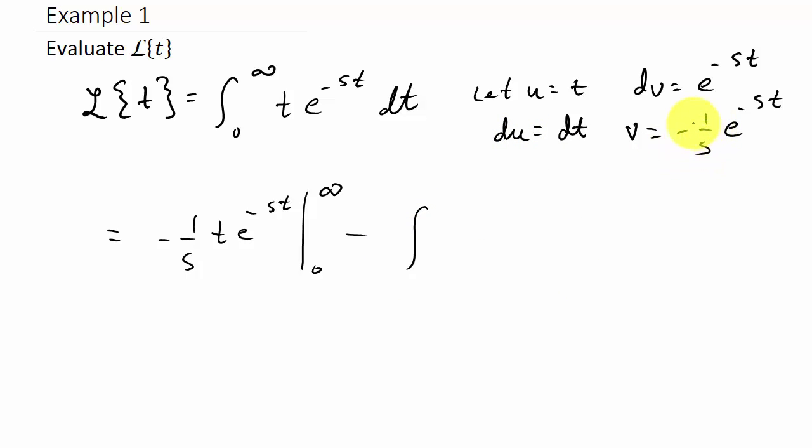Alright, so I'm going to take this negative 1 over s and pull it outside the integral, so that's going to make that a plus, and we have a 1 over s, and then that's going to be e to the negative st dt, and I'm going from 0 to infinity.